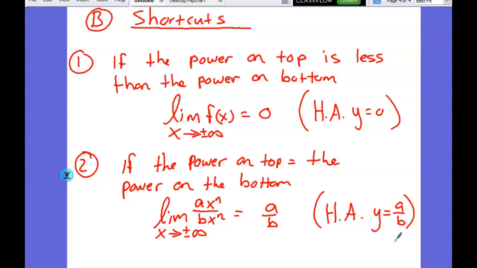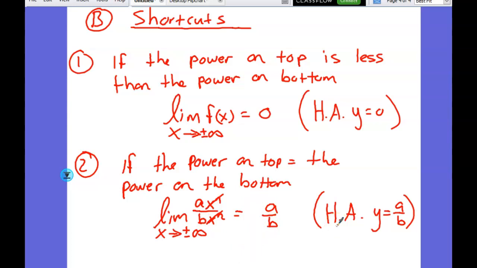Okay, here's our second shortcut and our last shortcut. If the power on top is equal to the power on the bottom, so like when you take those first two terms, put them over there, and those two powers are the same, well, these get eliminated, don't they? And all you're left with is what coefficient was on the top and what coefficient was on the bottom, which would be a over b. And so that ends up being your horizontal asymptote.